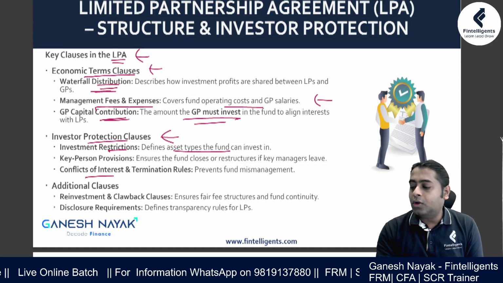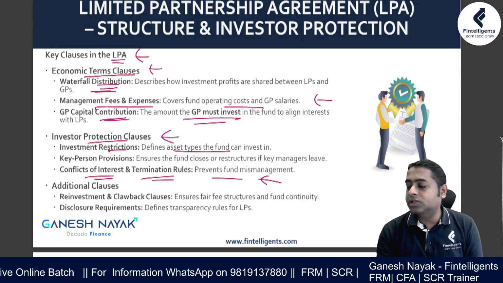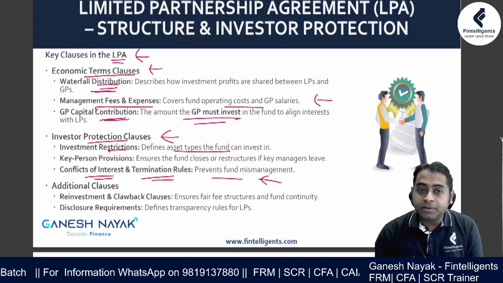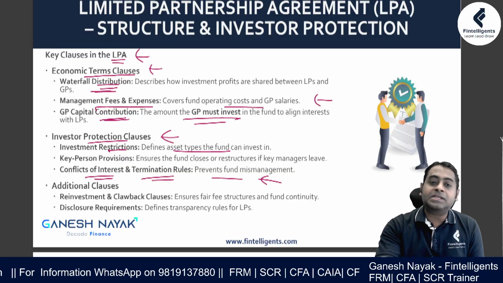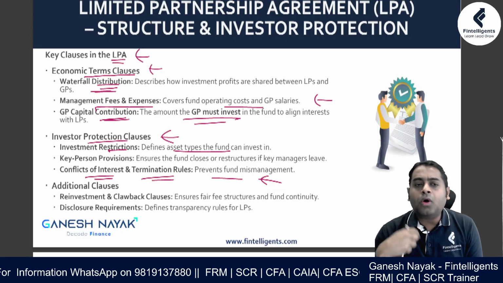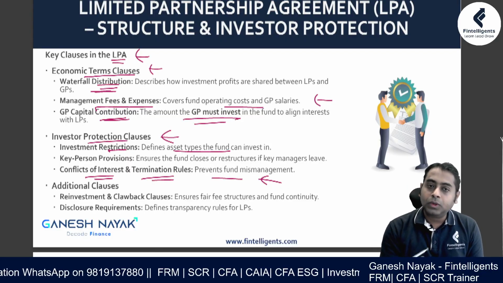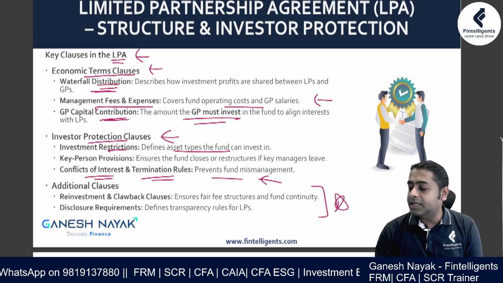Conflict of interest and termination rules. If there is any dispute, how will the dispute be managed? Will we get a third party person, or will there be a trustee in between who's going to manage it? All of these pointers have to be written down in the contract. The last 2 points are important.